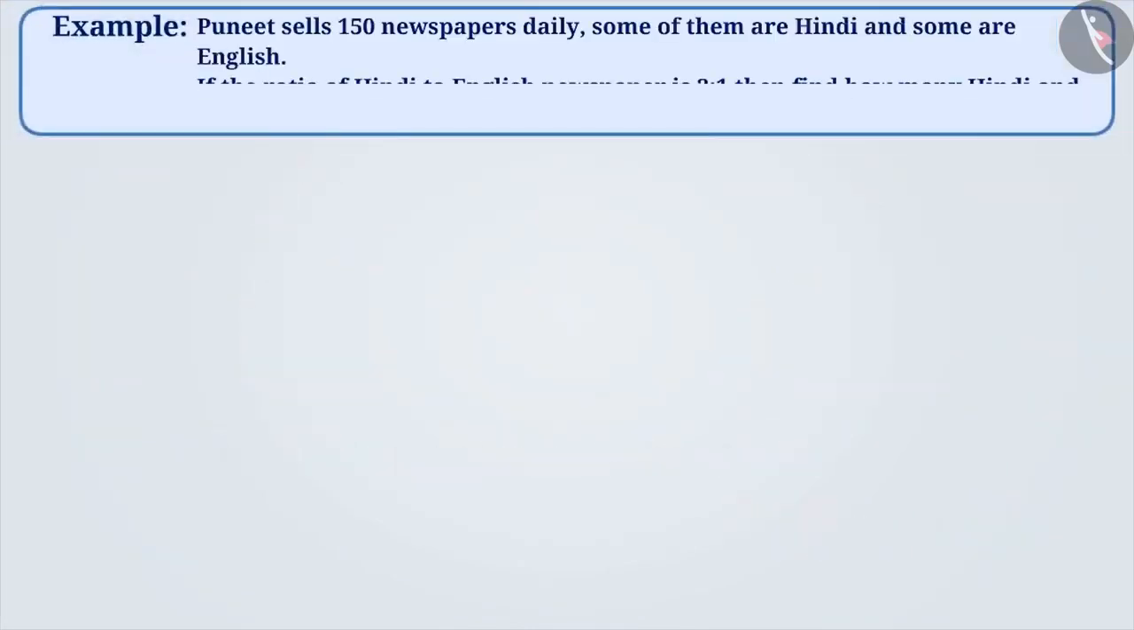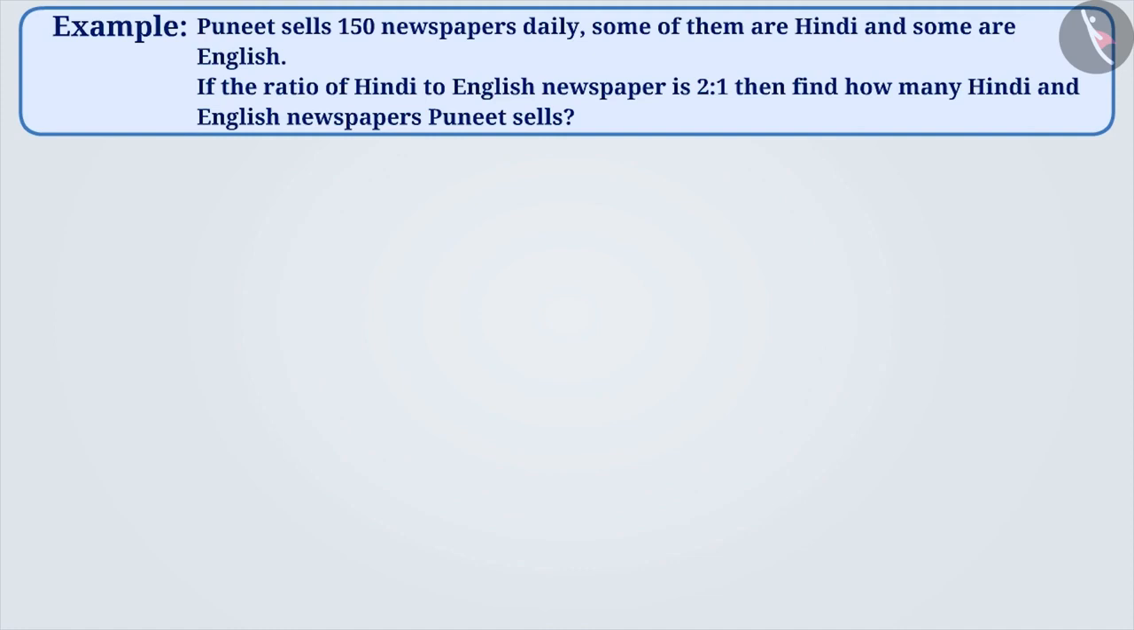Next example. Puneet sells 150 newspapers daily, out of which some are Hindi and some are English. If the ratio of Hindi newspapers to English newspapers is 2:1, then find out how many Hindi and English newspapers Puneet sells.